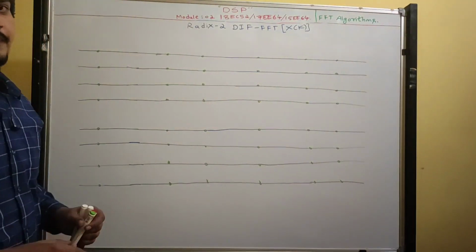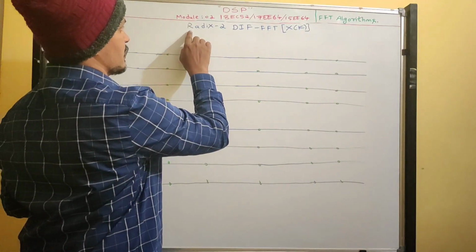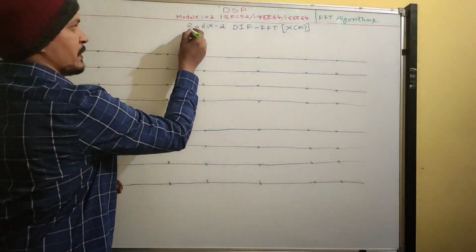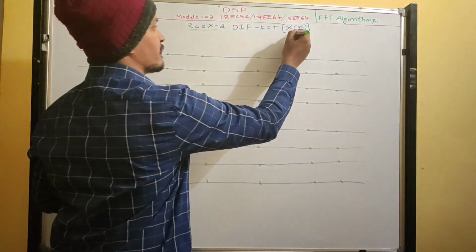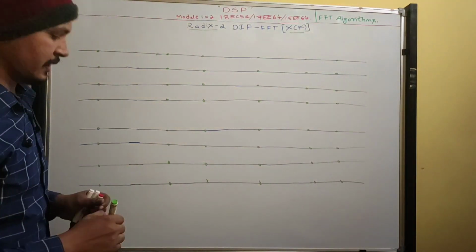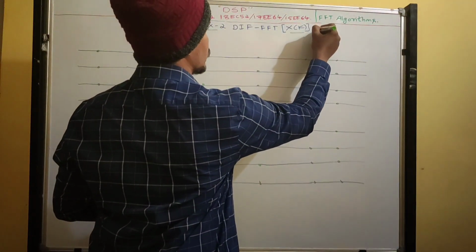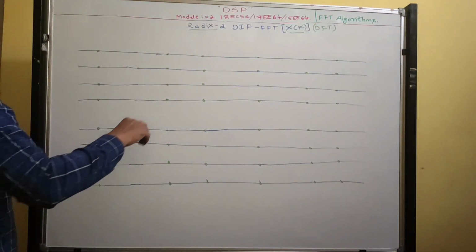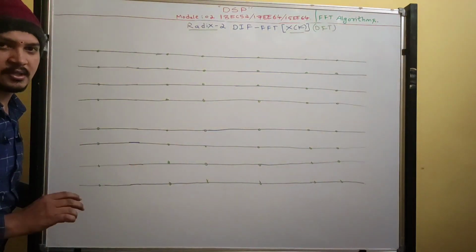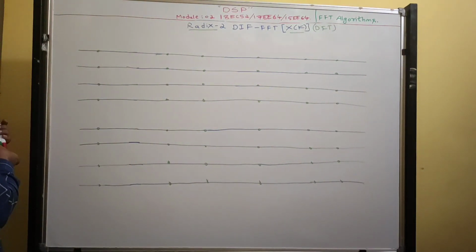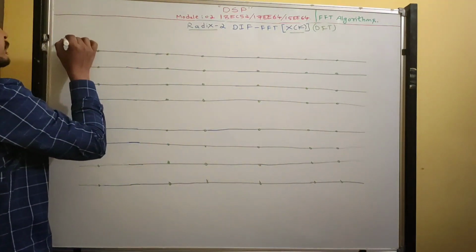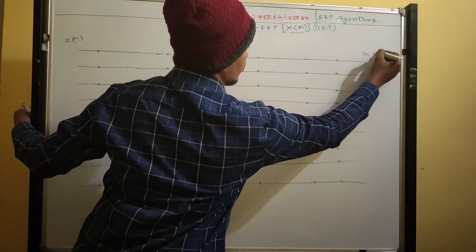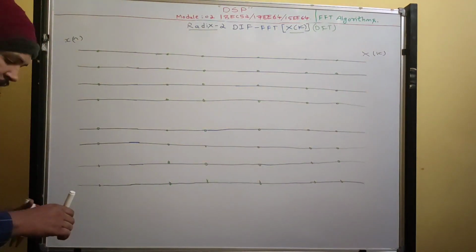Next one, guys, is radix 2 DIF FFT. Now keep in mind, radix 2 means we are finding the DFT, the discrete Fourier transform. Now, decimation in frequency. So remember, DFT means the input will be x of n and the DFT output is x of k.